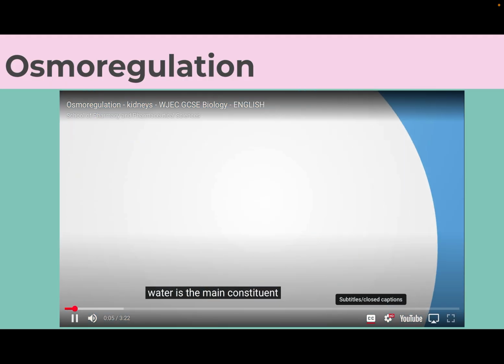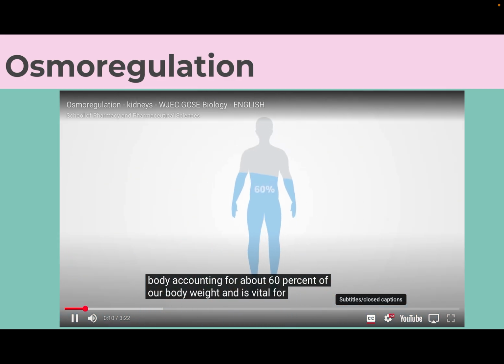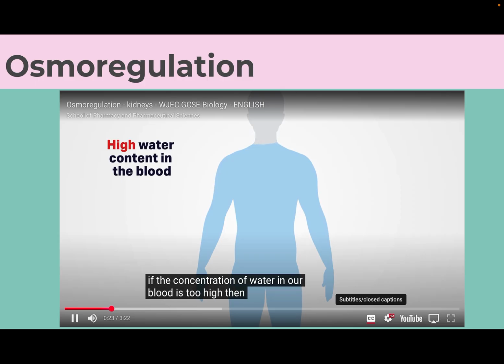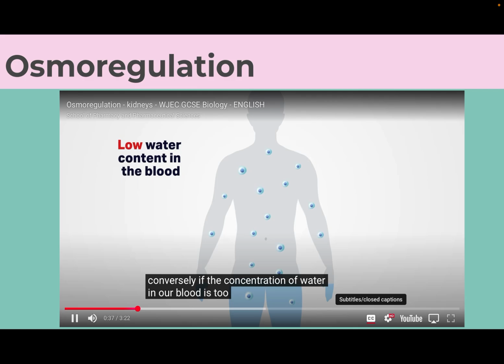Water is the main constituent of our body, accounting for about 60% of our body weight, and is vital for life. To keep our cells functioning normally, it's important that the water content of our blood is controlled. If the concentration of water in our blood is too high, then water will move into the body cells by osmosis. If too much moves into the cells, then the cells may burst. Conversely, if the concentration of water in our blood is too low, then water will move out of the cells into the blood. This causes the cells to shrink.